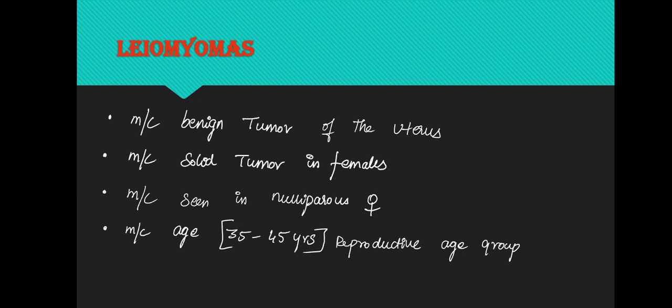Some of the important points are: it is the most common benign tumor of the uterus, and it is also the most common solid tumor in females. And the fibroid is most commonly seen in nulliparous women, and the age group which is affected is usually the reproductive age, that is 35 to 45 years.